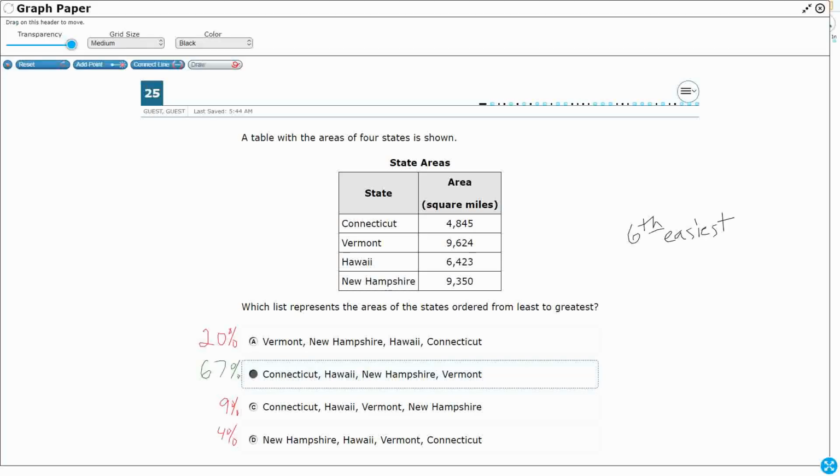So this one was tied for the sixth easiest. Pretty good, 67%. And if you are a teacher reading or listening to this, you're probably pulling your hair out because you know exactly what the kids did here. Vermont, New Hampshire, Hawaii, Connecticut. You had 20% of the students do all that work, and they did it backwards, greatest to least. So we had 1 out of every 5 students do the work. They just did it incorrectly, backwards. They didn't put it in least to greatest, they did greatest to least.